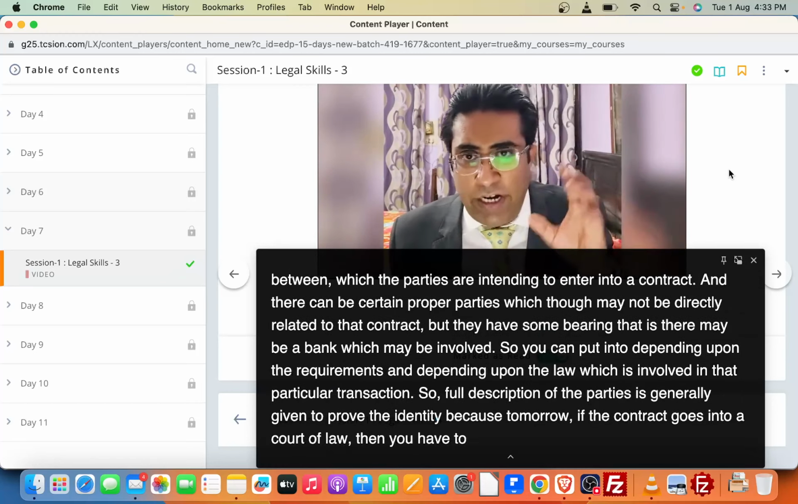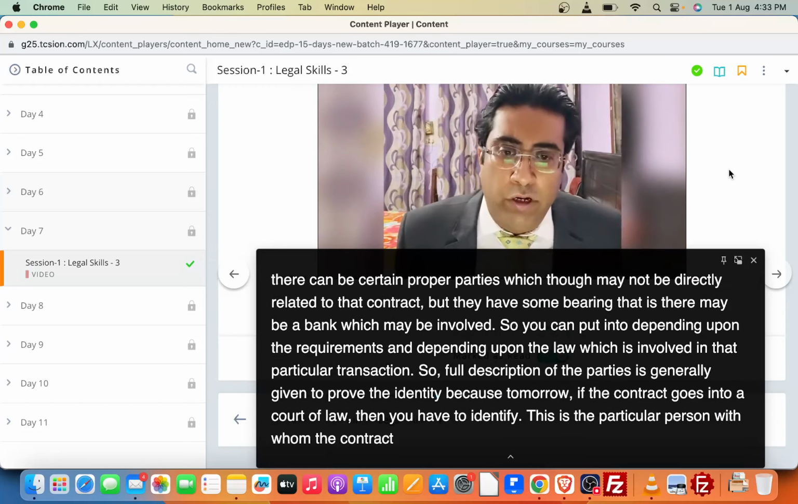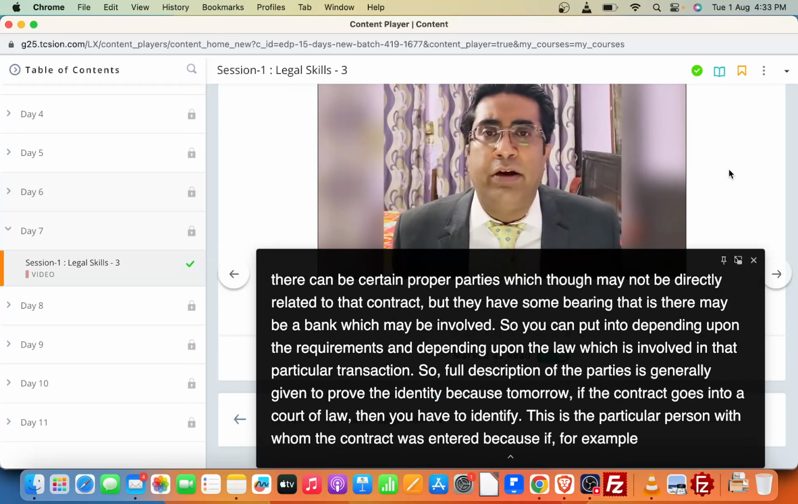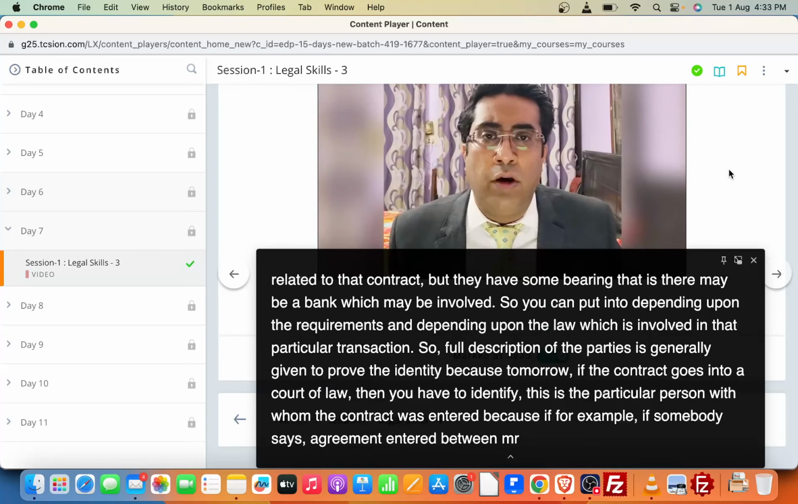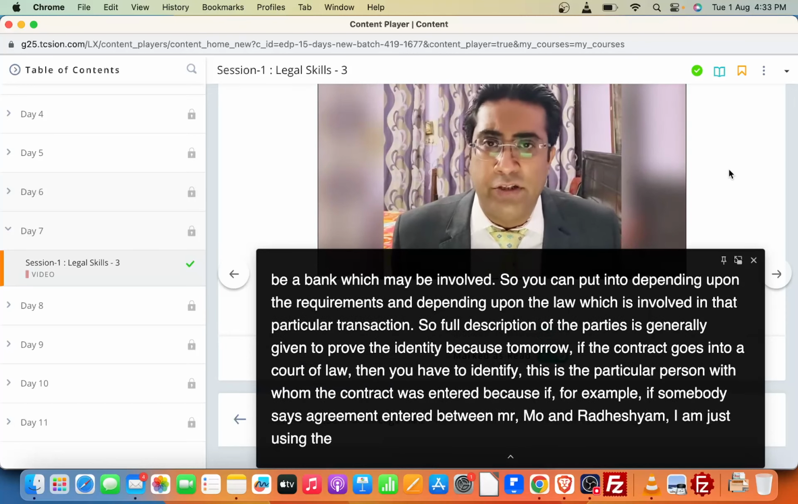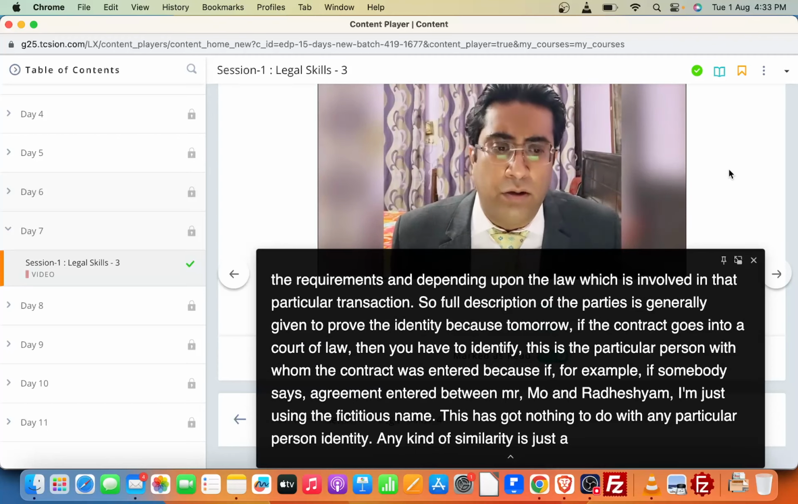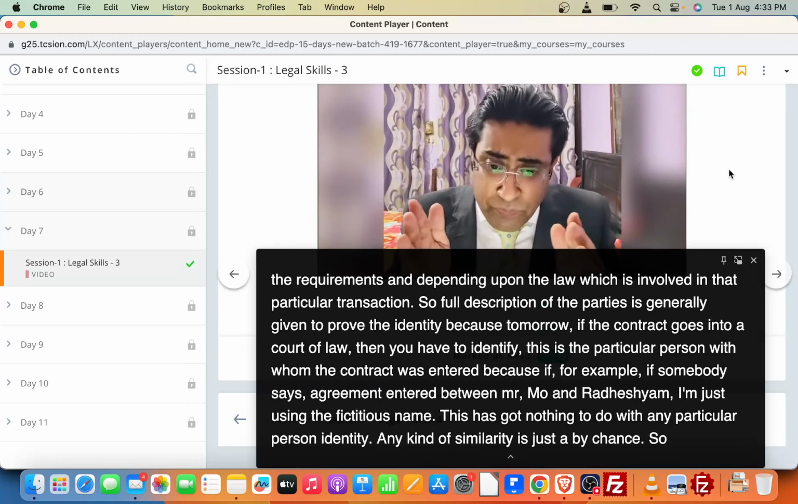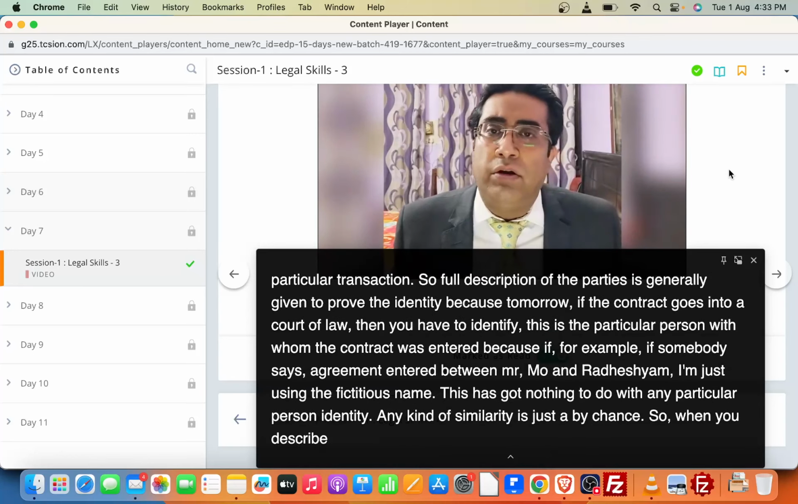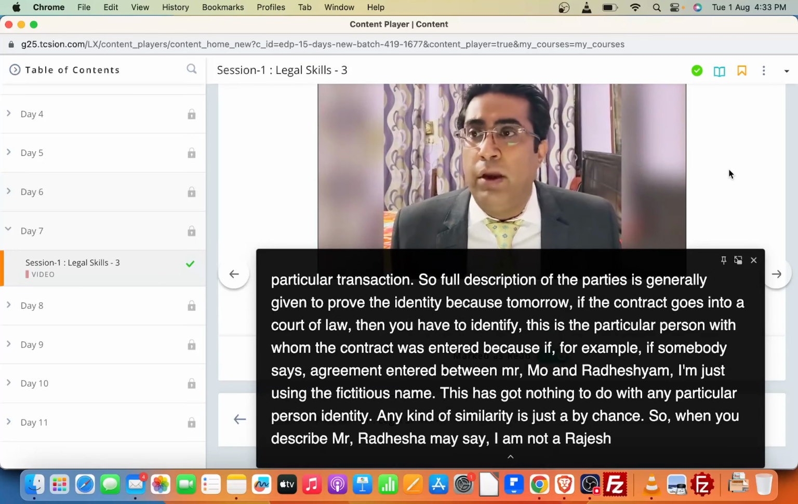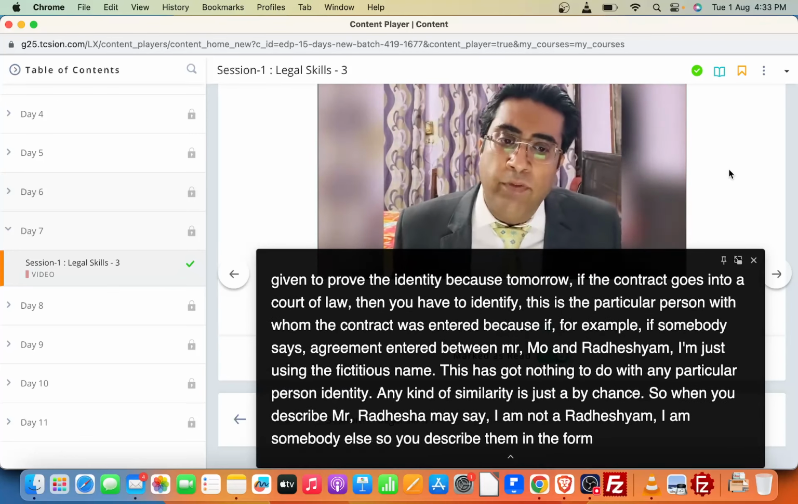Because tomorrow, if the contract goes into a court of law, then you have to identify this is the particular person with whom the contract was entered. For example, if somebody says the agreement was entered between Mr. Mohan and Radheshyam, I'm just using fictitious names. This has got nothing to do with any particular person's identity. Any similarity is just by chance. So when you describe Mr. Radheshyam, he may say, I'm not Radheshyam, I'm somebody else. So you describe them in the form that Mr.